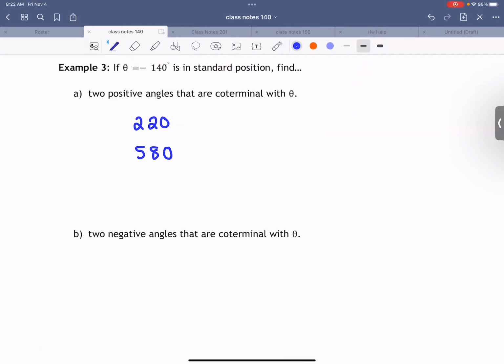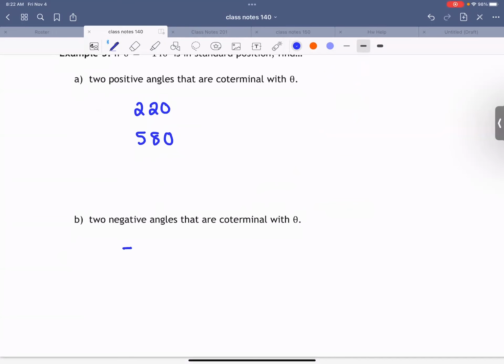All right, and then what are the negative ones? And what was the other one?